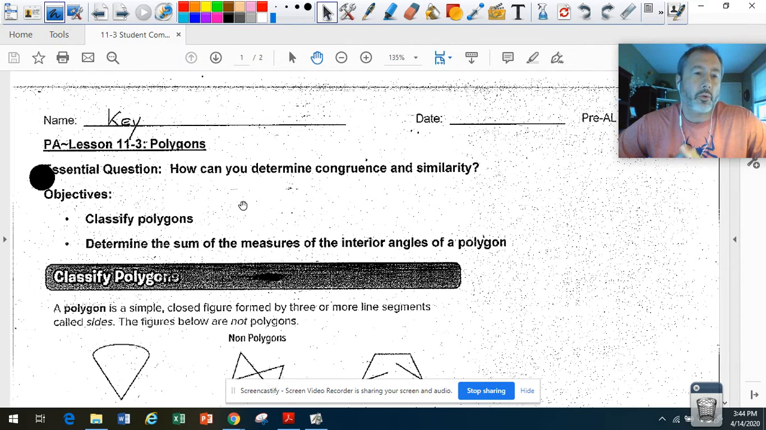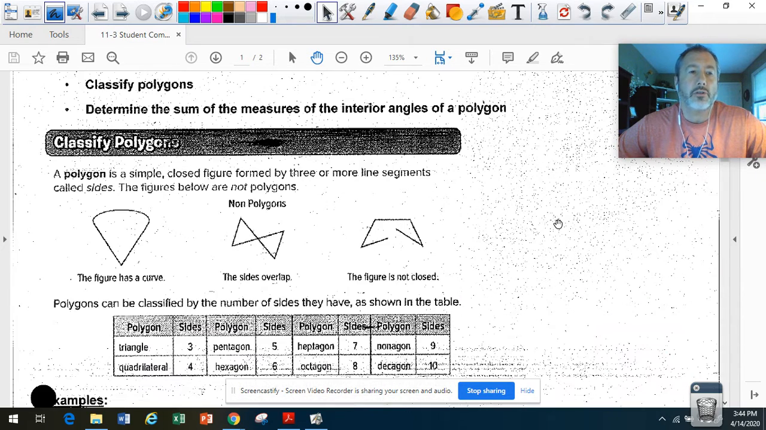The first thing we're going to do is talk about how we classify our polygons. Is it a polygon or not? So let's determine if these shapes are polygons or not. Let's look at the definition here. It says a polygon is a simple closed figure. That's going to be very important. Formed by 3 or more line segments. Extremely important, called sides. The figures below are not polygons.